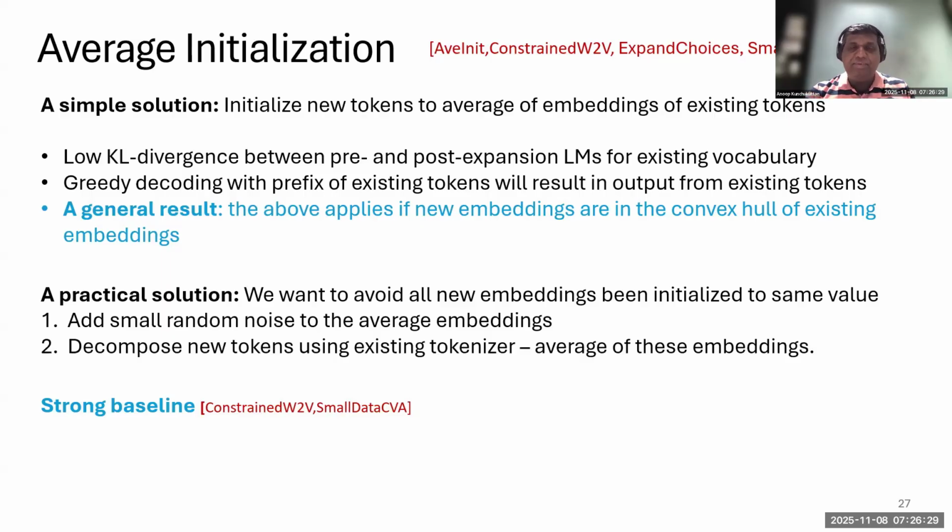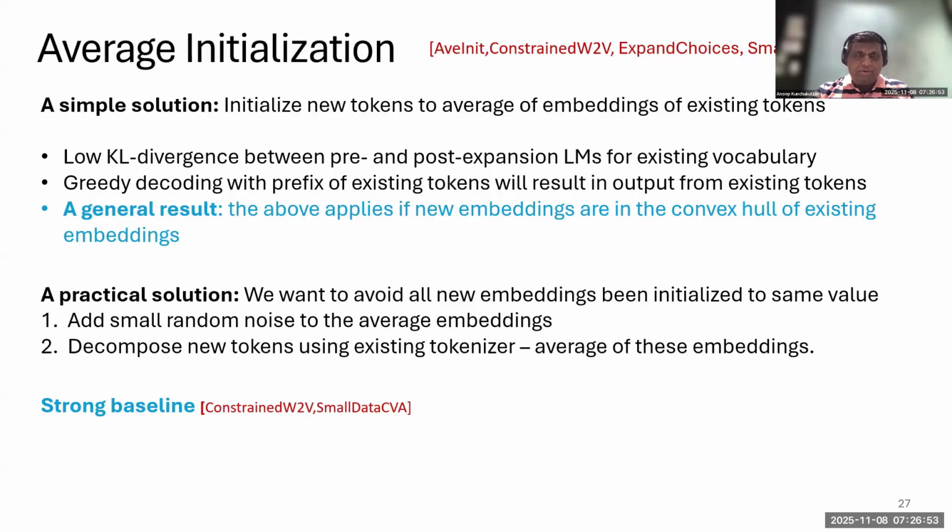And in fact, this result can be generalized. It can be theoretically shown that as long as the new embeddings are in the convex hull of the existing embeddings, then these properties of low KL divergence and greedy decoding performing as earlier are maintained.